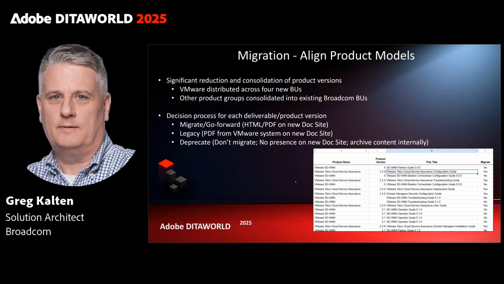Are we going to migrate it? Are we just pulling legacy PDF? Are we just leaving it behind and archiving it? This took 4 months, and it was a bit of a battle. If you asked a writer if their product version was staying, oh, absolutely. If you asked the manager, nope.